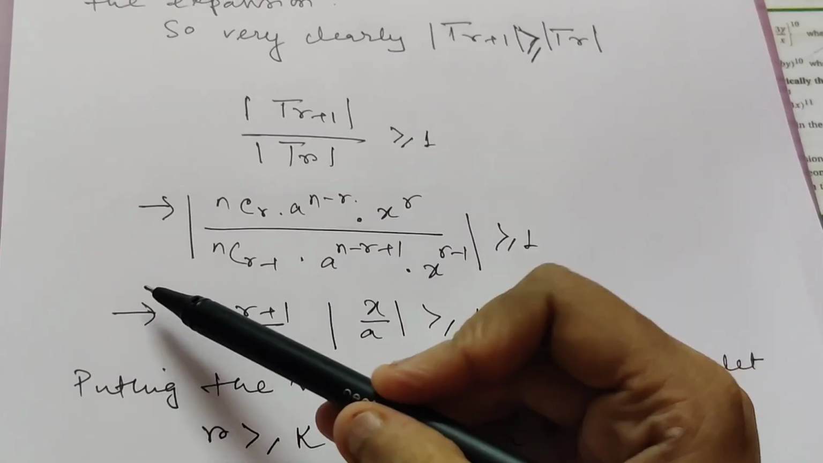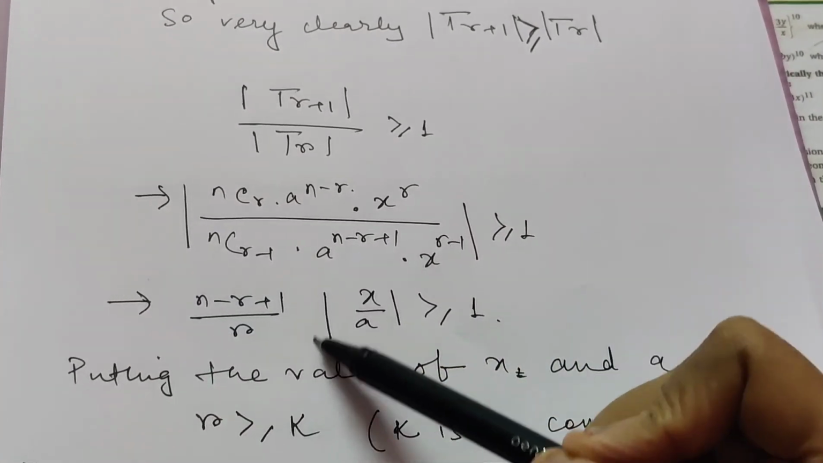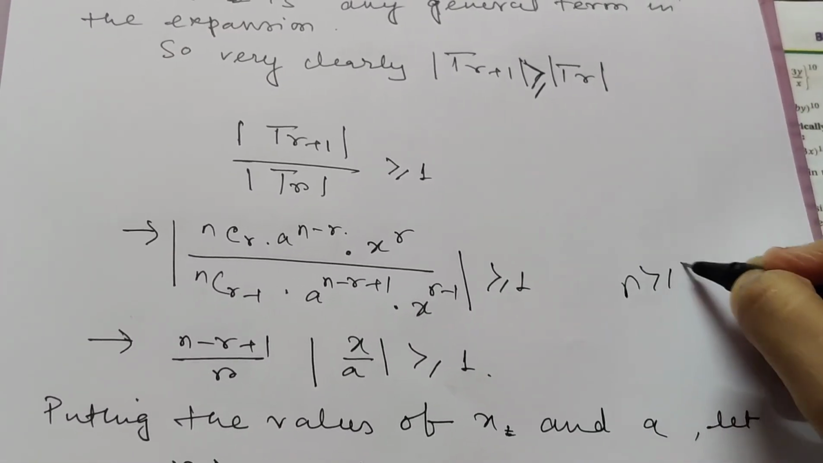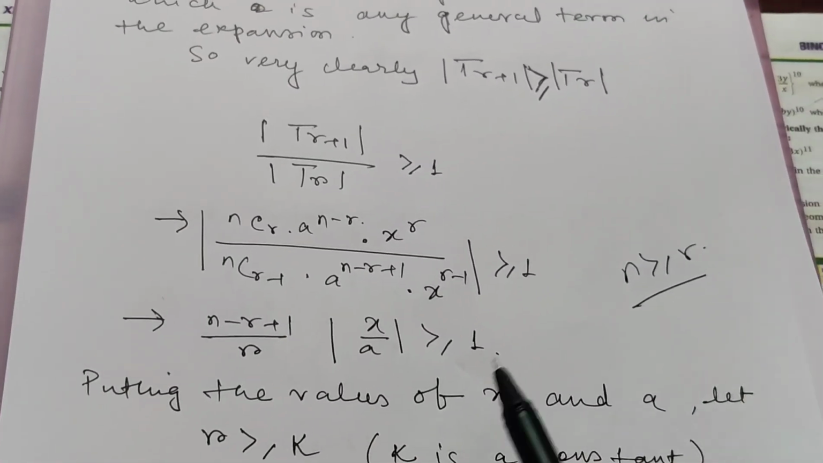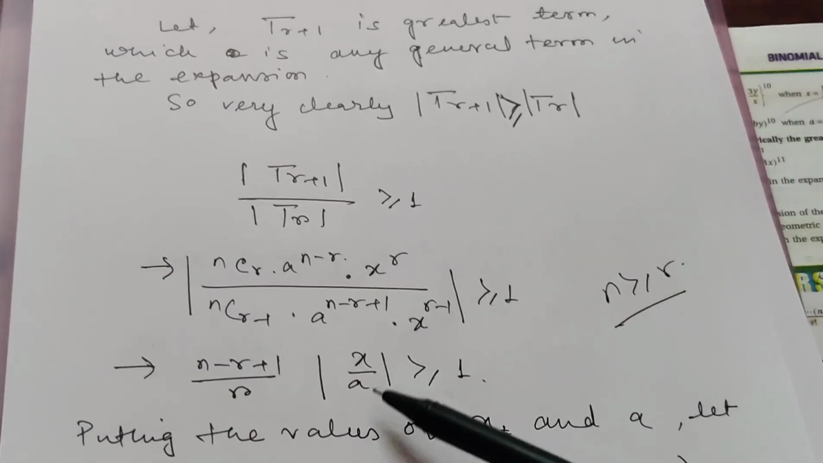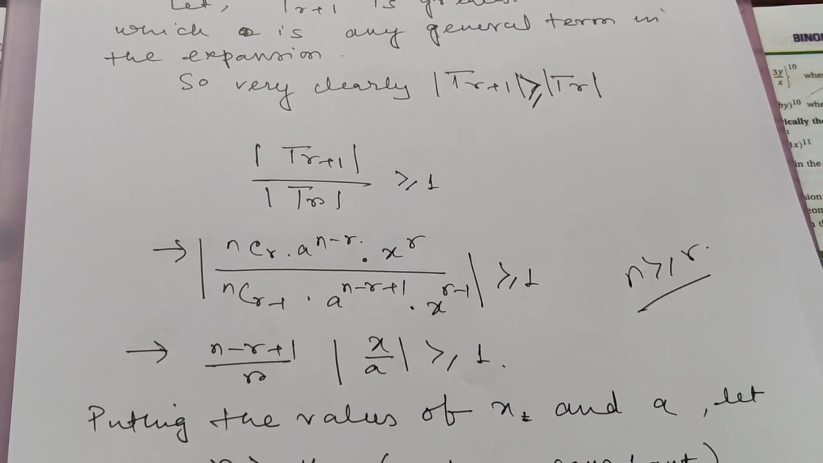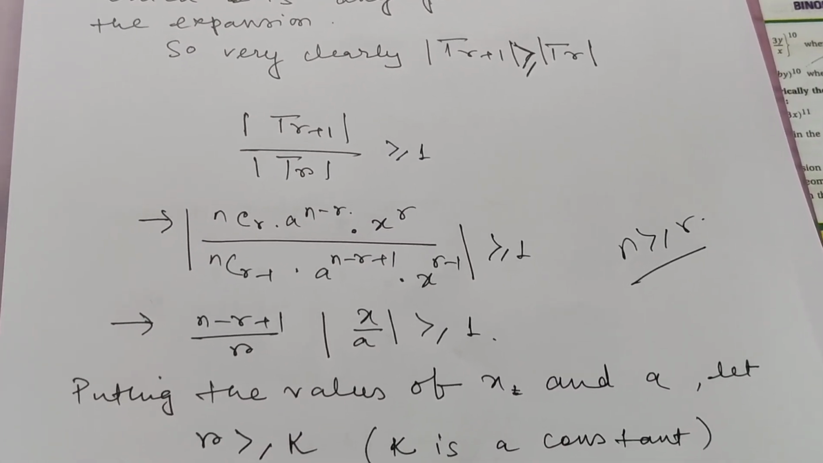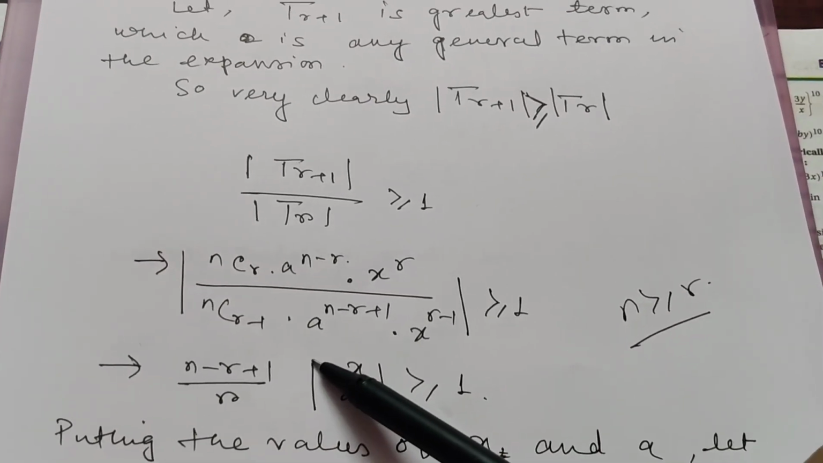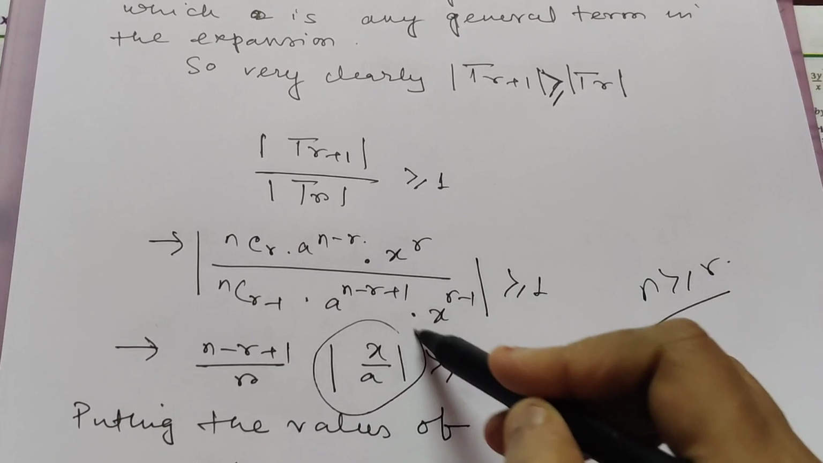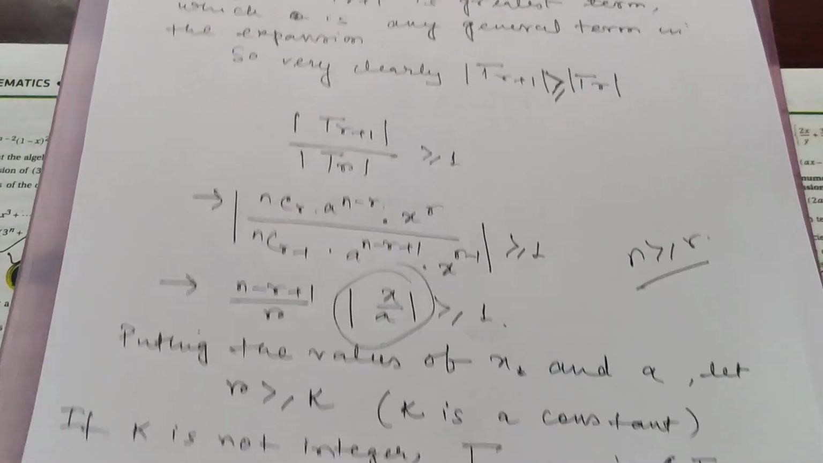Why am I not using the modulus here? Because it is obviously a positive number, as we all know that n is always greater than or equal to r. Now the value of x will be given, and if it is negative, we will not consider the negative sign, we will consider the positive sign. That is why we have put the modulus sign. Actually we mean that we are taking the numerical value of x by a.